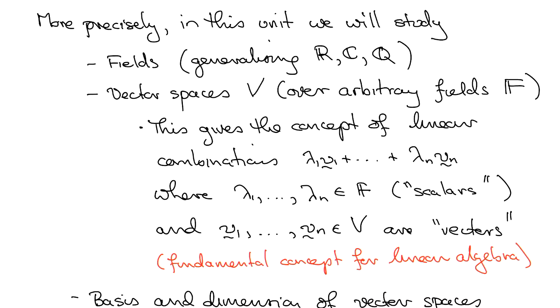Fields generalize the reals, complex, and the rational numbers. Once you know what a field is, you can define a vector space that requires a field as its scalars, what its numbers are, and then the vector space has vectors, and the numbers multiply onto the vectors. And you get linear combinations and all that kind of stuff.